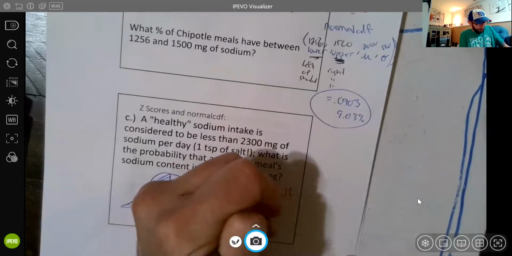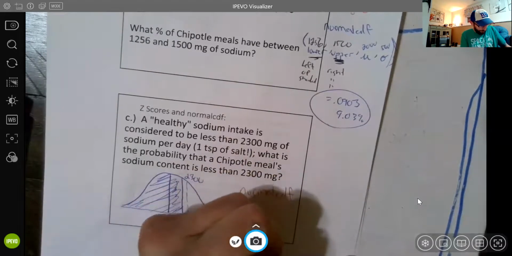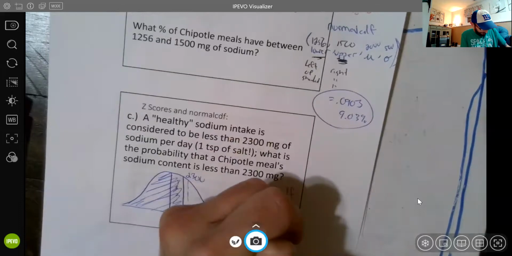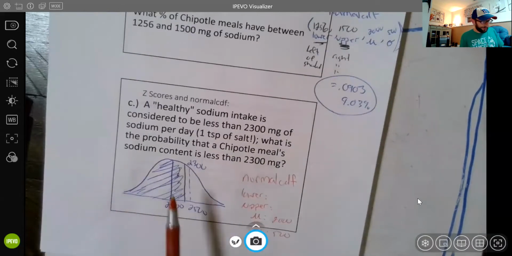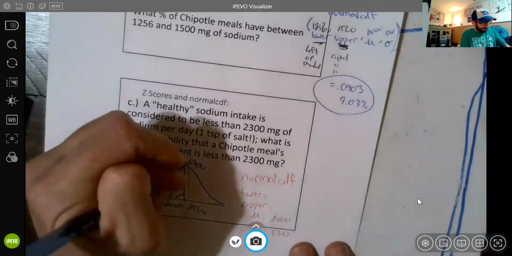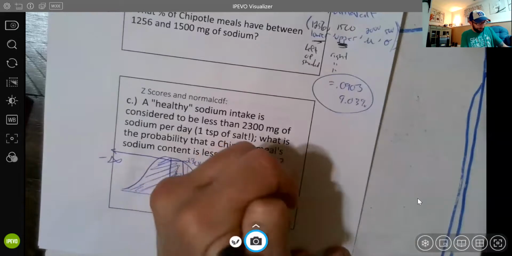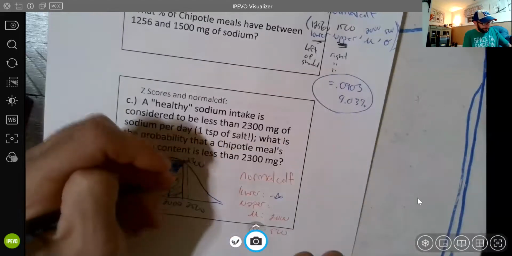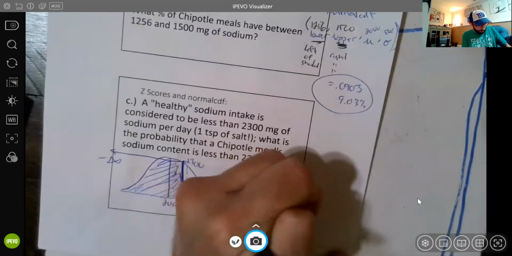So our lower, upper, mu, sigma. You're thinking there, the lower. So this time, the lower is the left of the shaded region. How far left does this go? It goes left forever, so we could say negative infinity. The right side of our shaded region, that's that 2,300.